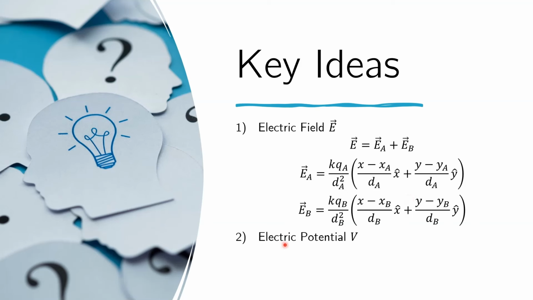Then for the electric potential, we recall that just like the electric fields, the electric potential is also just the sum of all the electric potentials due to each charge. For example, this is the electric potential due to charge A, and this is the electric potential due to charge B. So it's just k Q over d. We notice that, of course, here we have a square, but here we only have the first degree in d. So that's got something to do with the integration, but we will not discuss it here.